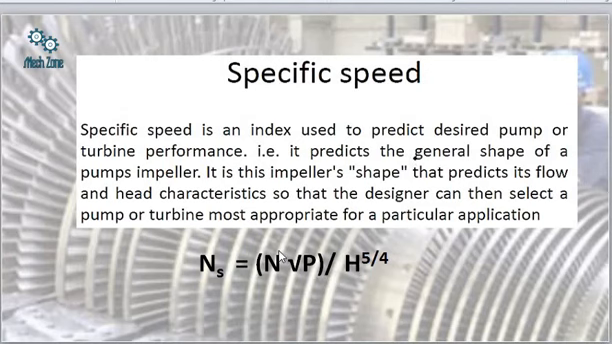However, if we are talking about the specific speed in case of pumps, then we would write Ns = N√Q / H^(3/4). So the specific speed formula for turbines and the specific speed formula for pumps are quite different from each other.